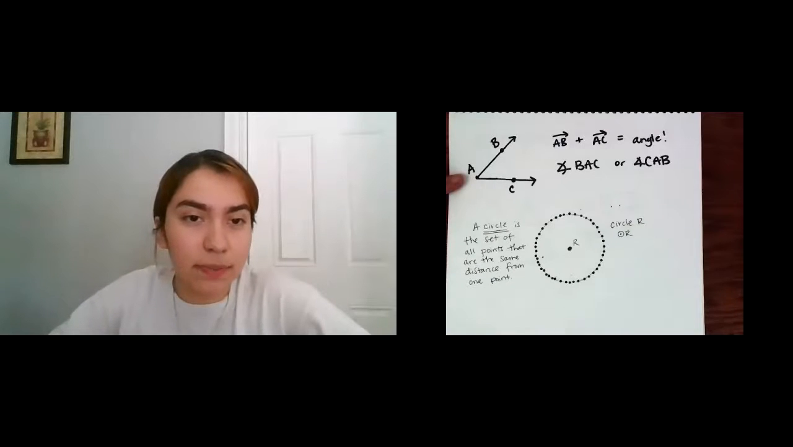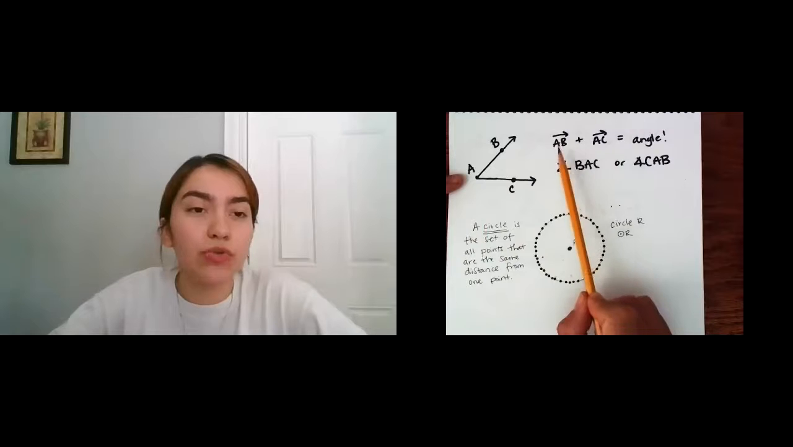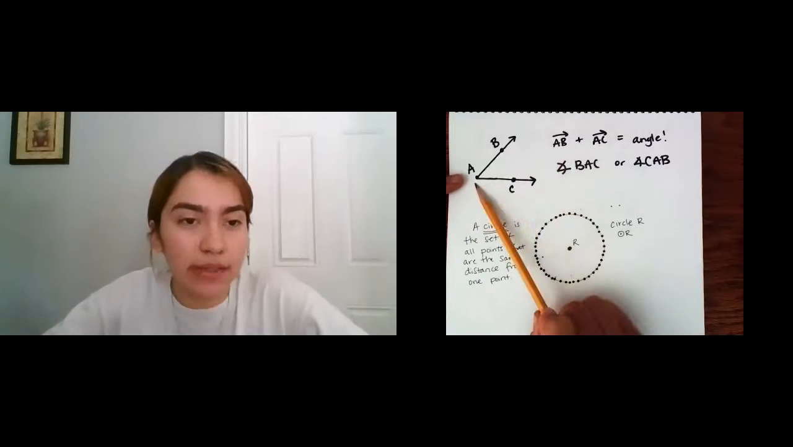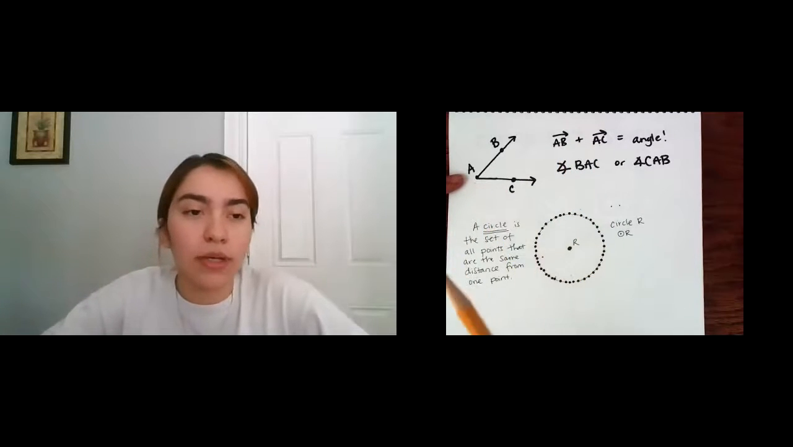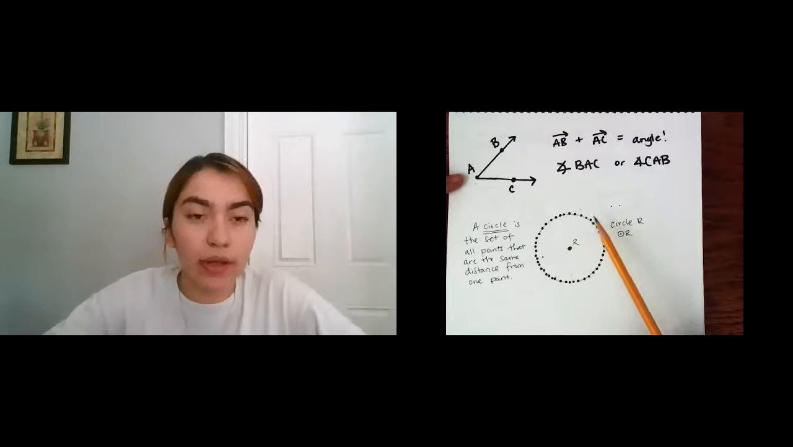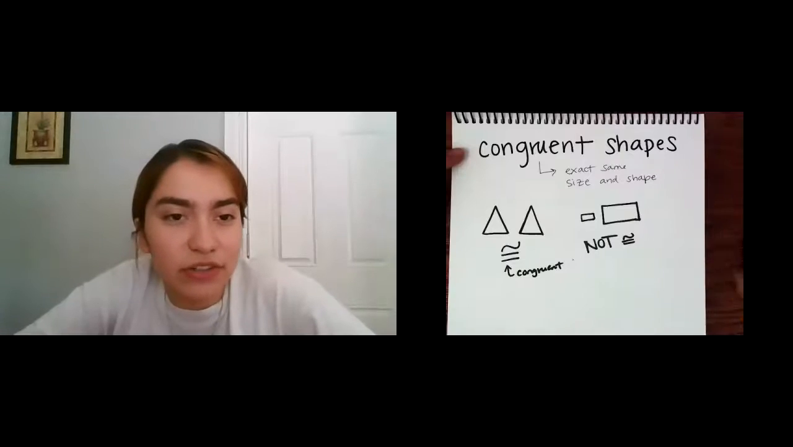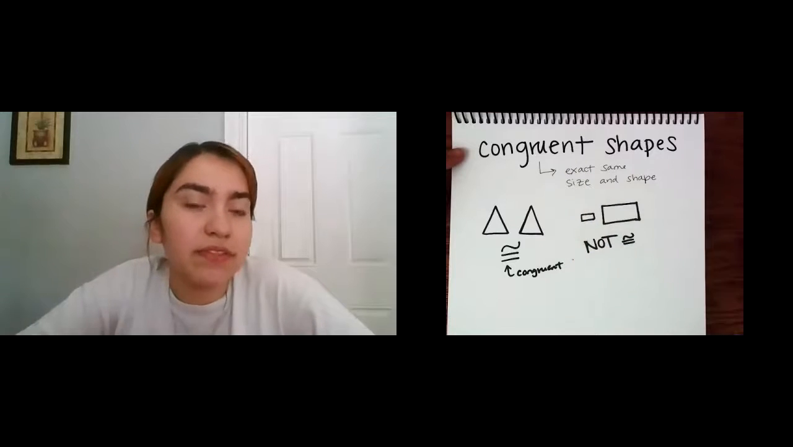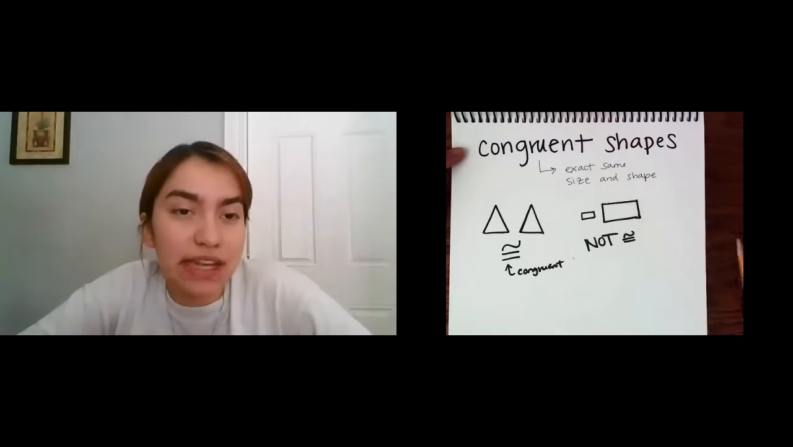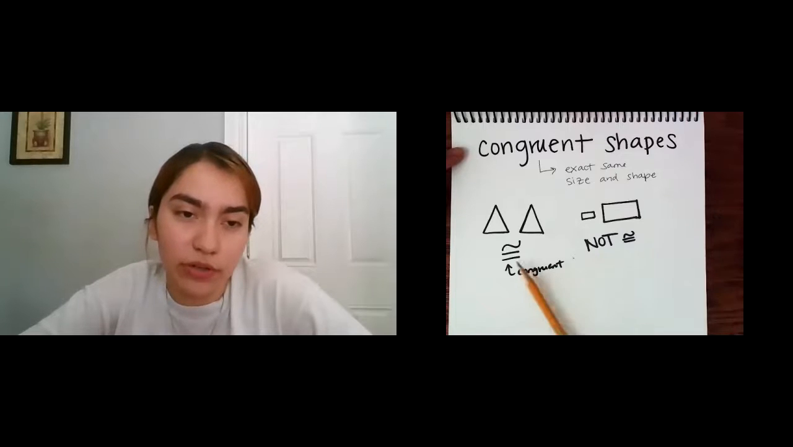We also talked about an angle. Remember that an angle is created from two rays that have the same endpoint, in this case being endpoint A. We talked about a circle. Circle is a set of all the points that are the same distance from the one point, in this case being point R. Finally, we talked about our congruent shapes. So congruent shapes have to be the exact same size and shape, and you would represent this with the symbol for congruent shapes.